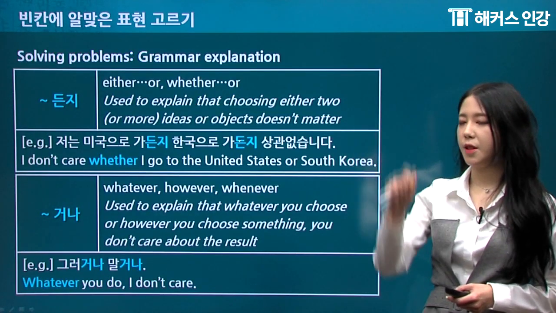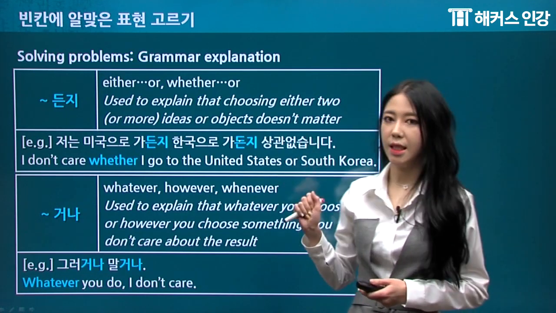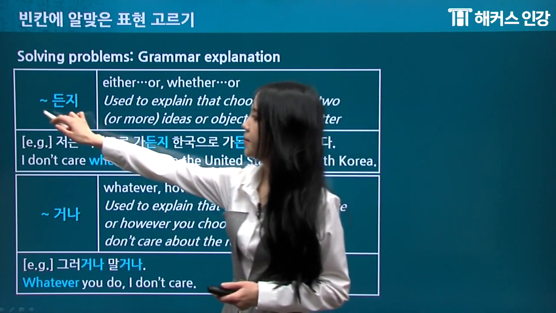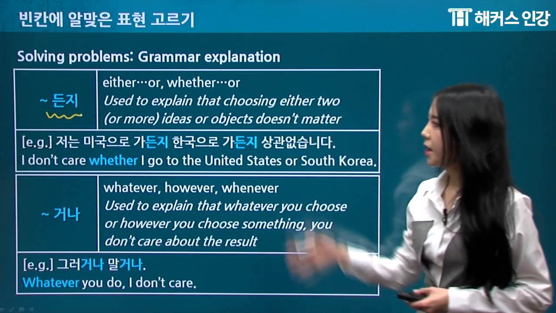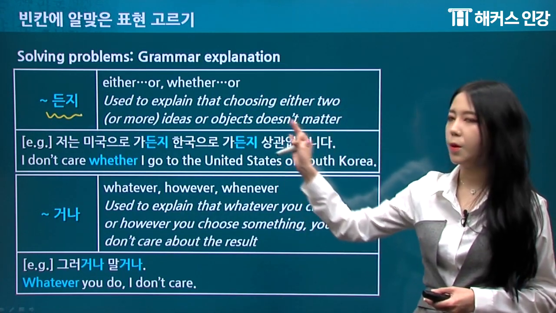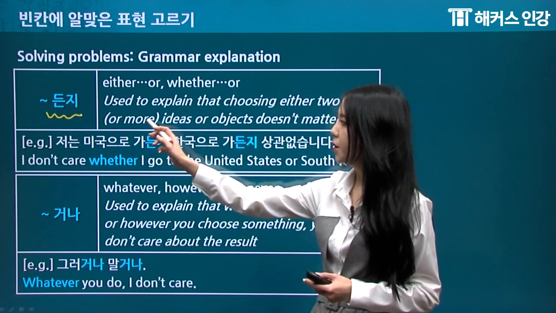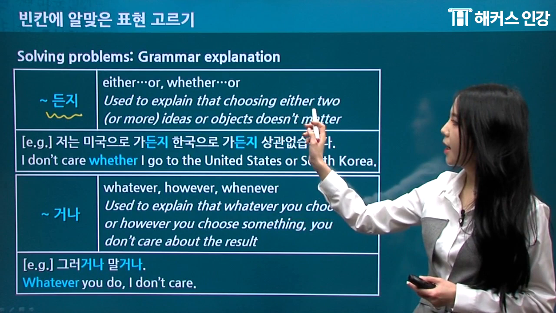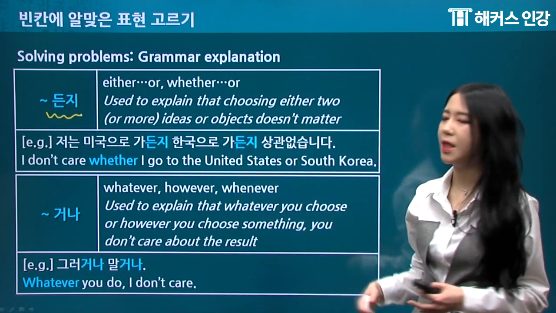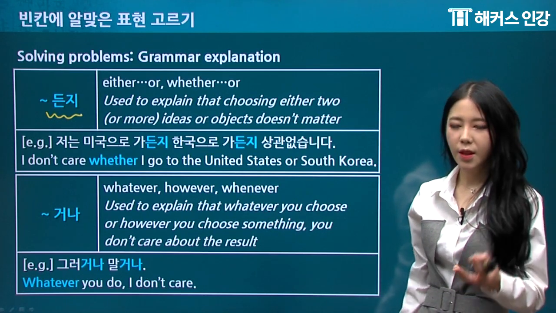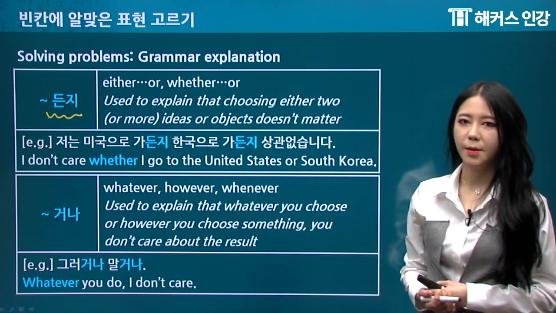Let's look at our first option. Our first option says 먹든지, 든지, right? 든지 is used when? Either, or whether, or. This phrase is used to explain that choosing either of two or more ideas or objects doesn't really matter. You can do this or that. Either this or that doesn't really matter to me.